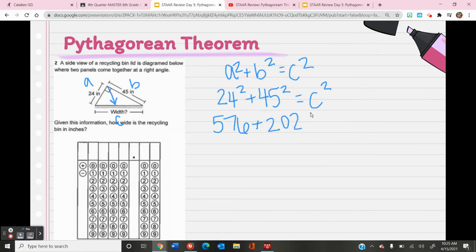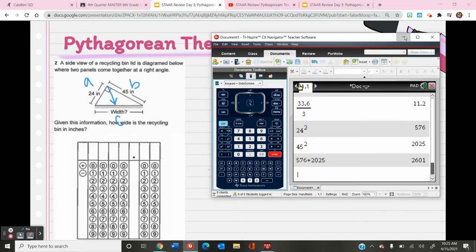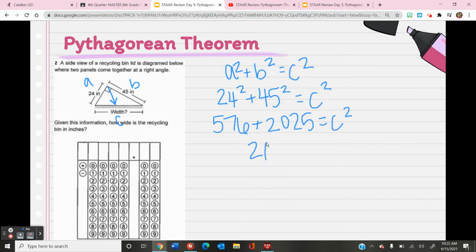So plus 2025, and this should equal c squared. Now I need to combine these two, so 576 plus 2025 equals 2,601. So my c value, right now, it is being squared. So whenever my c value is squared, I get 2,601.